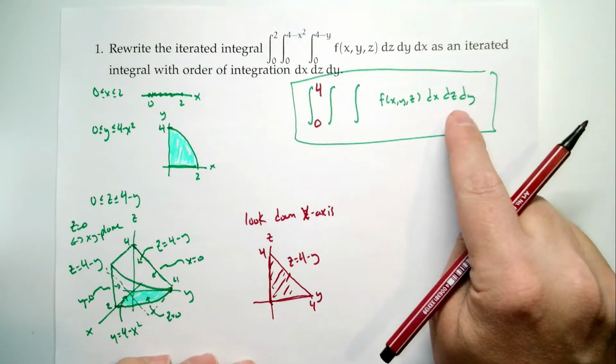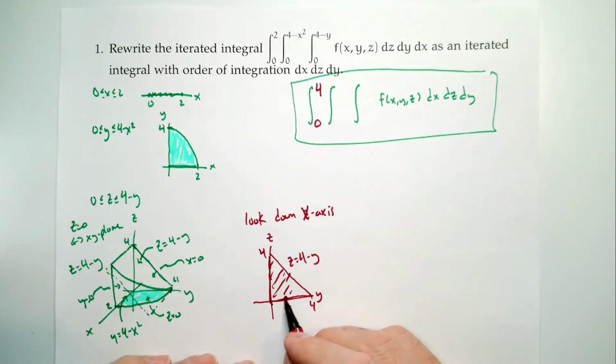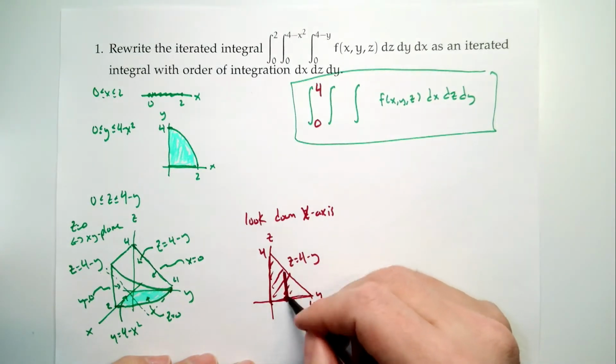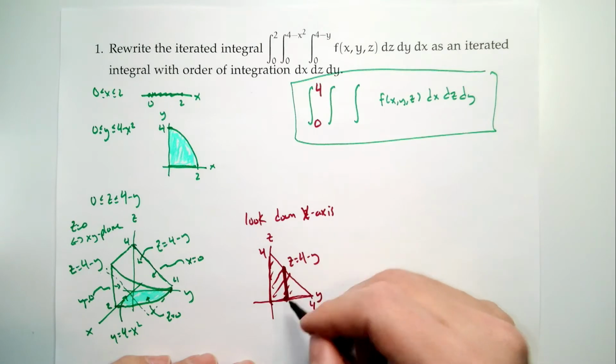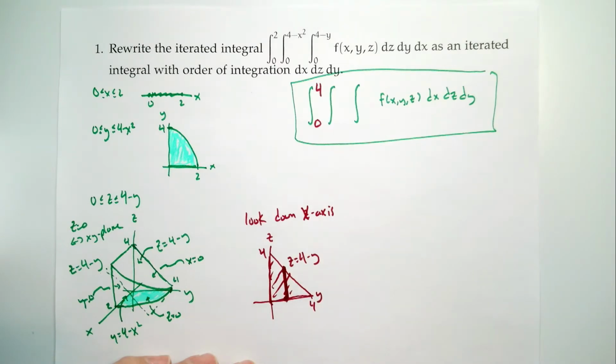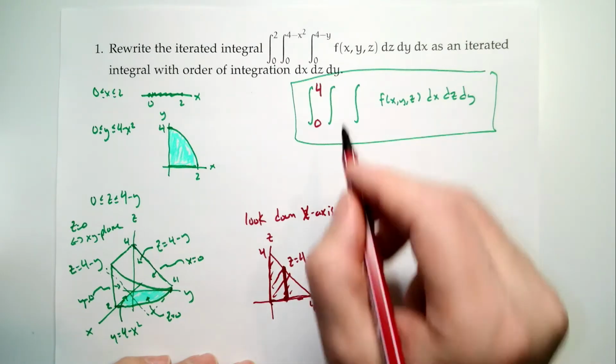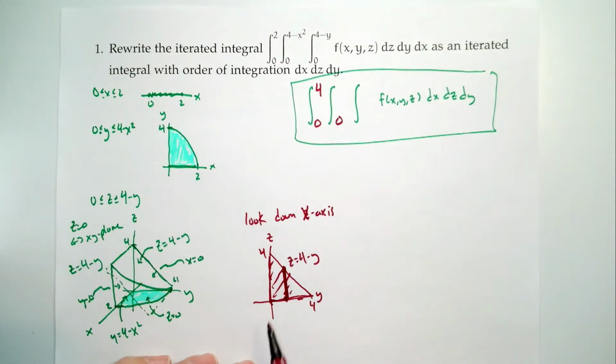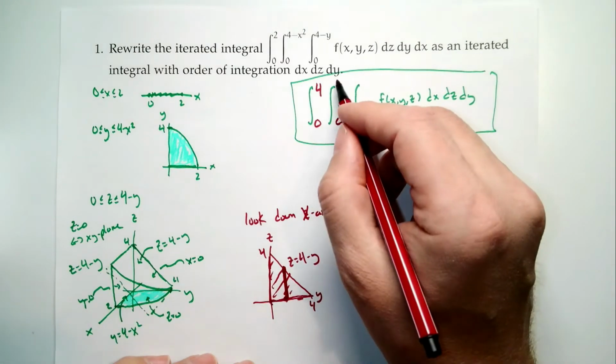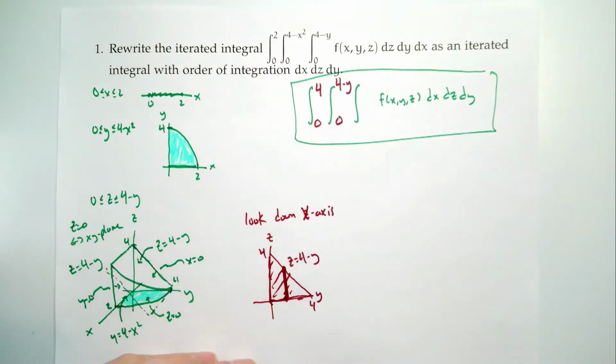Now, how about z? Well, I imagine that I've picked a value for y, and I asked the question, where does z go from? So I go from the bottom part, which is z equals 0, up to the top part, which is z equals 4 minus y. All right, good. So now I've done the y and the z.